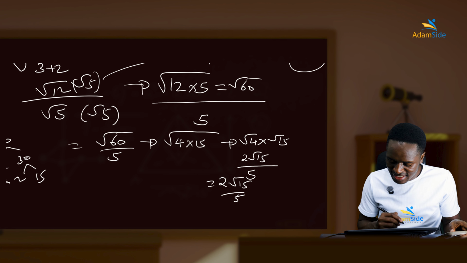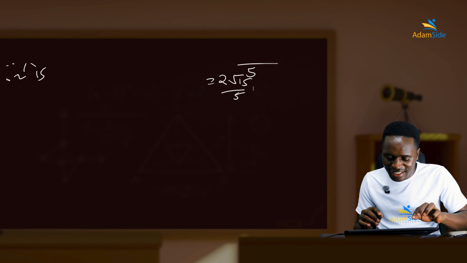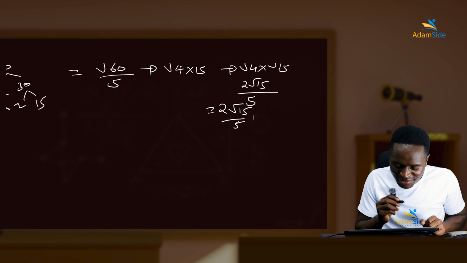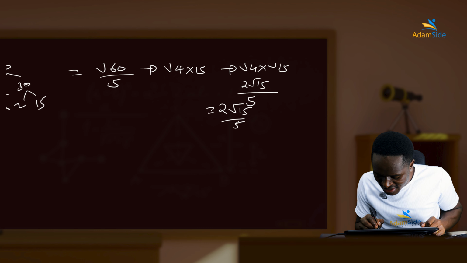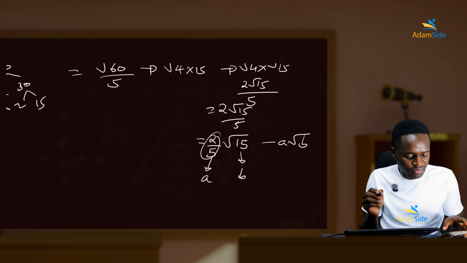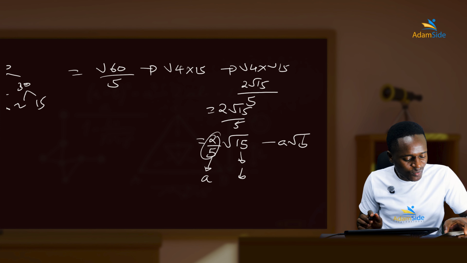And you get your answer as that, correct? Now they say write it in the form a root b. This is the same as 2 over 5 root 15. This is the form a root b, so that a is 2 over 5 and b is 15. That's the answer.